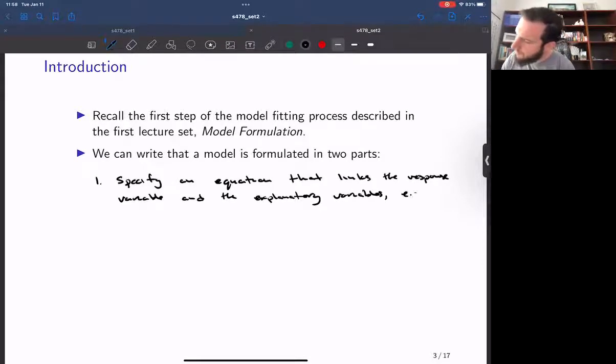So for example, we might consider a very basic model here: beta 0 plus beta 1 x. And then in step 2, we have to specify the distribution of the response variable.